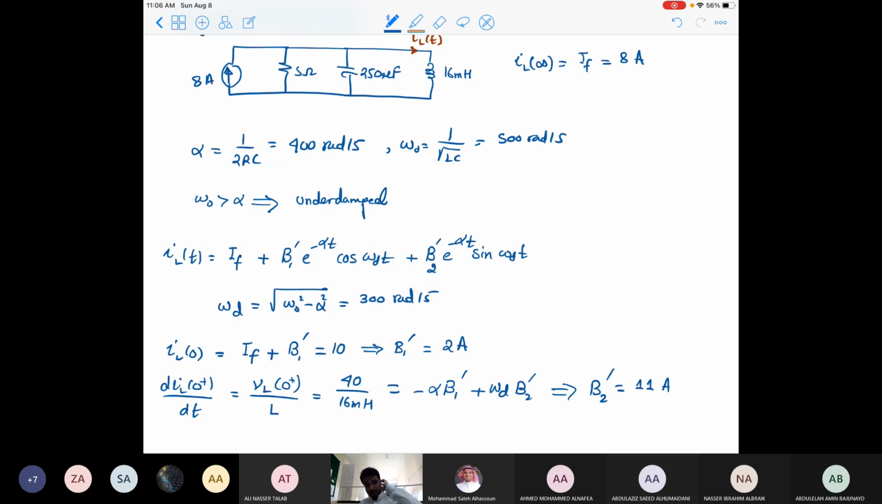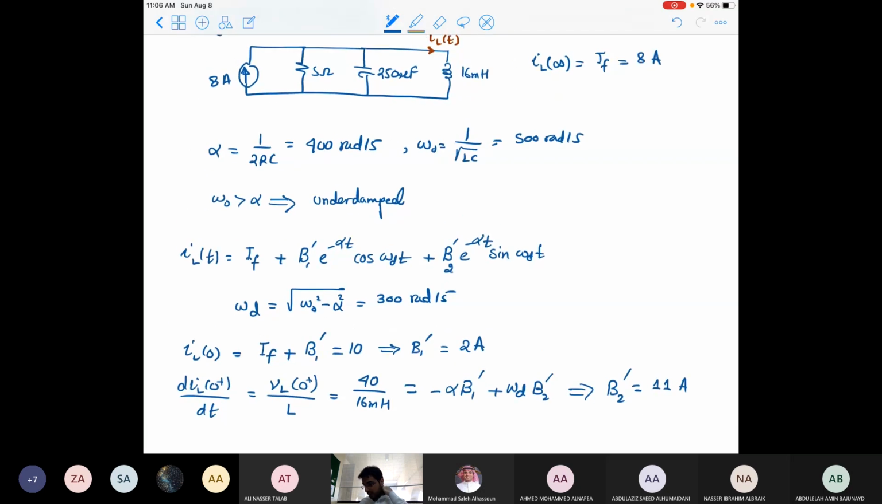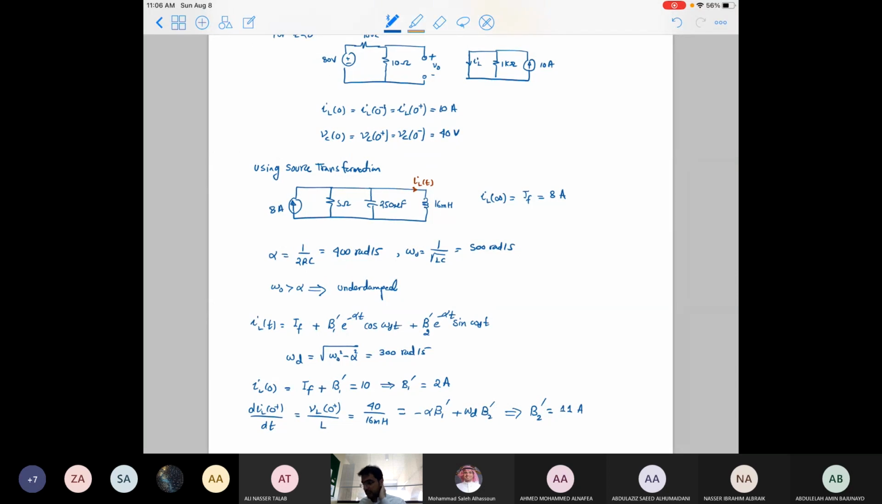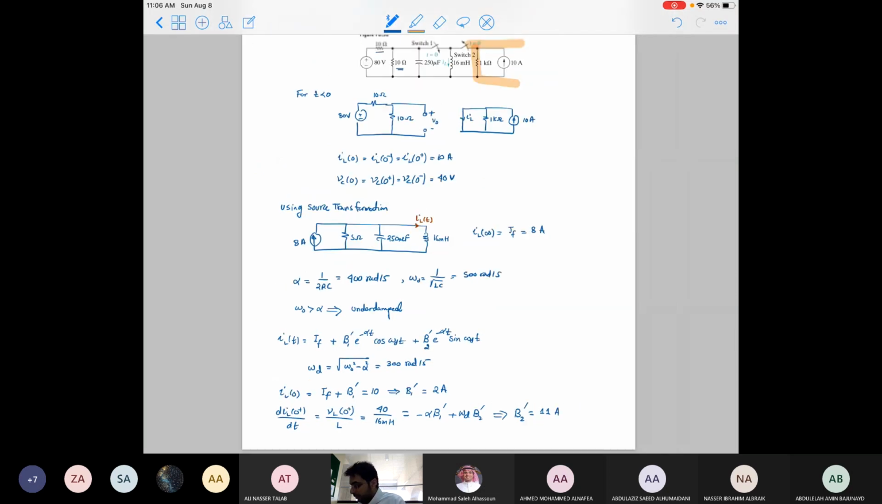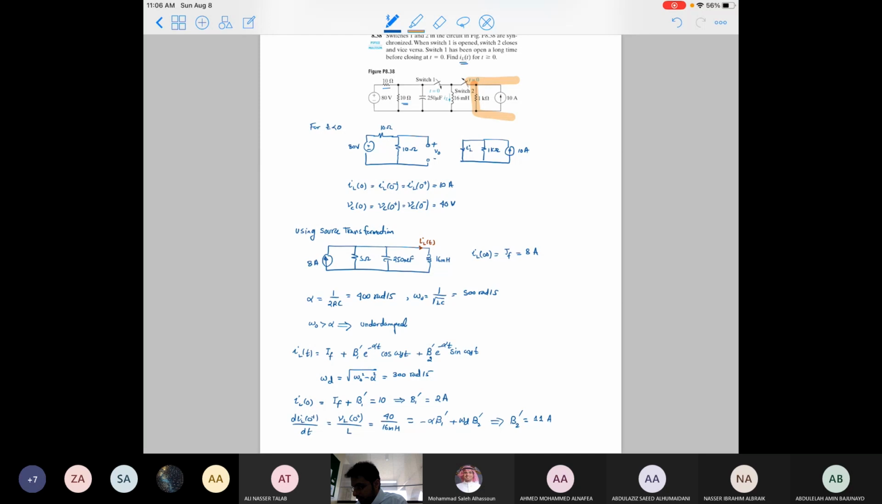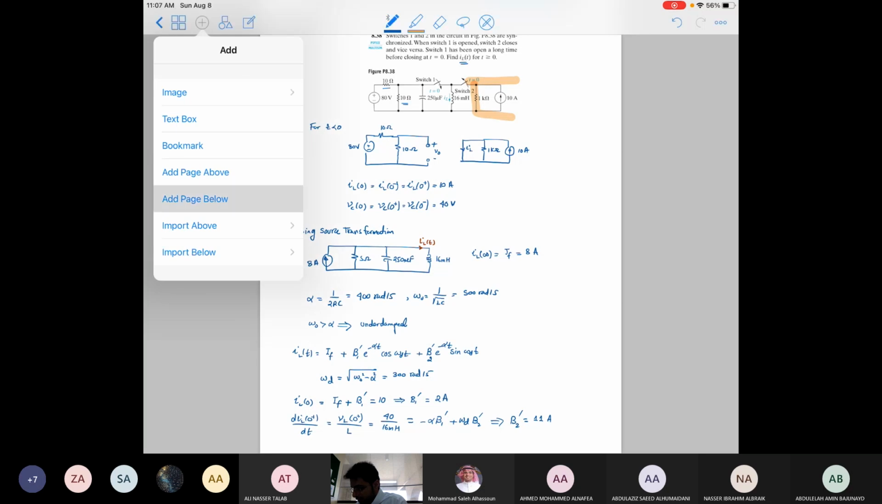So now we found the coefficients, you found everything you need. What's left is to write the full expression. So the full expression for the current is going to be the final value was 8.